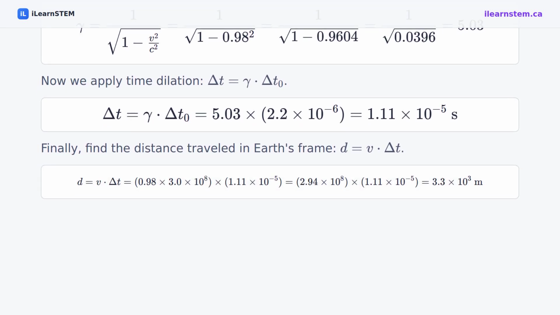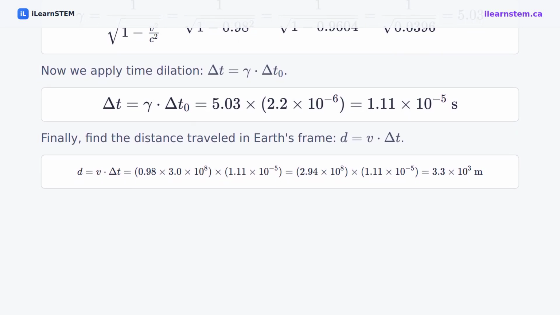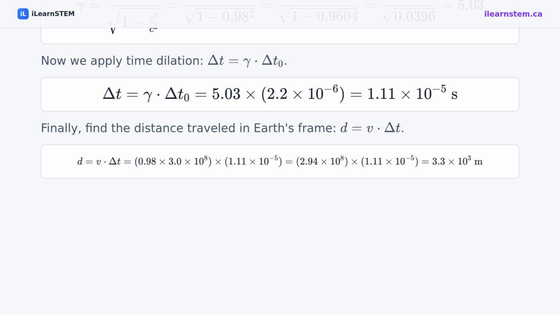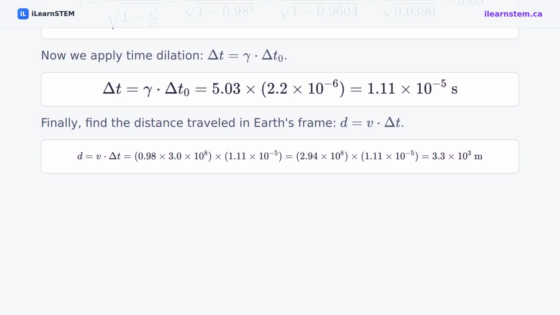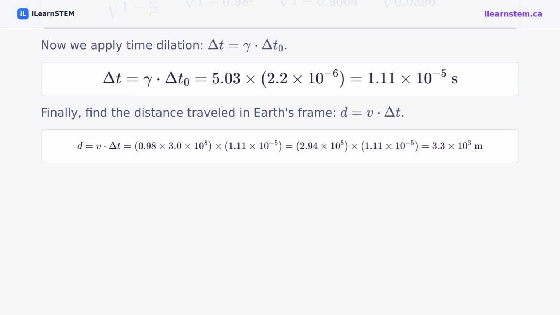D equals v times delta t. V is 0.98 times 3.0 times 10 to the 8, which is 2.94 times 10 to the 8 meters per second. Multiplied by delta t, 1.11 times 10 to the minus 5 seconds, gives 3.3 times 10 to the 3 meters.